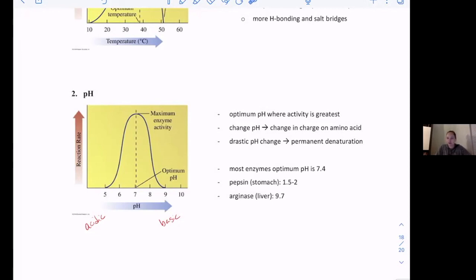Okay, most enzymes, especially for us, have an optimum pH of 7.4, so right around neutral. However, different places in our body have different acidities. Pepsin, which is a protein in our stomach, likes things that are really acidic. Our stomachs are very acidic, so it will have an optimum pH really, really low. However, the opposite is true for our livers, which like a basic environment. So their optimum pH is about 10.